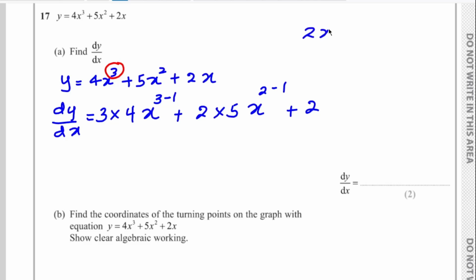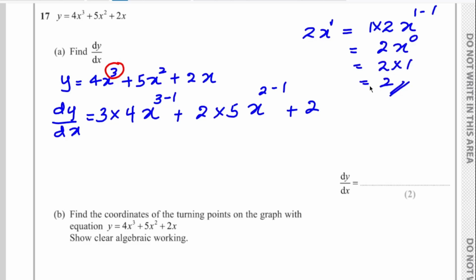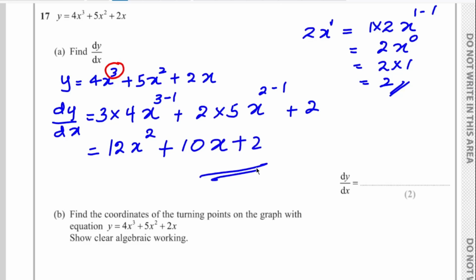Here, 2x. If you differentiate this one, the power is 1. 1 into 2, and x to the power of 1 minus 1, which becomes 0. If you raise anything to the power of 0, it becomes 1. Therefore, 2 into 1 is 2. So it is 2. Now let's simplify this one. 3 into 4 is 12, x to the power of 2, plus 2 into 5 is 10, x, plus 2. So this is the answer for the differentiation.